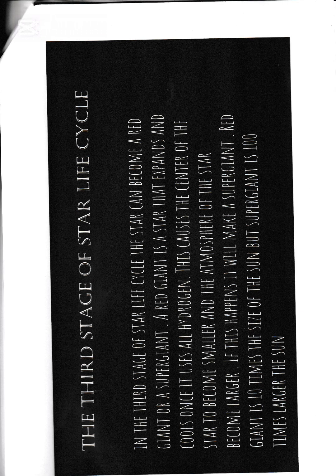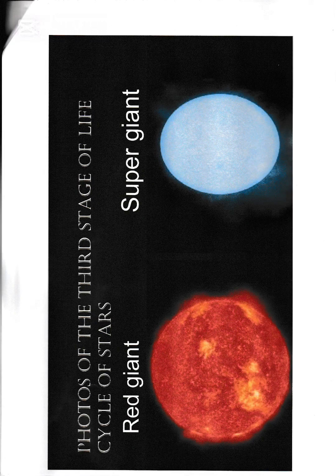The third stage of the life cycle of a star. In this third stage, the star can become a red giant or supergiant. A red giant is a star that expands and cools once it uses all its hydrogen. This causes the center of the star to become smaller and the atmosphere of the star to become larger. If this happens, it will make a supergiant. A red giant is 10 times the size of the sun, but a supergiant is 100 times larger than the sun. Here you have two photos, one for a red giant and one for a supergiant.